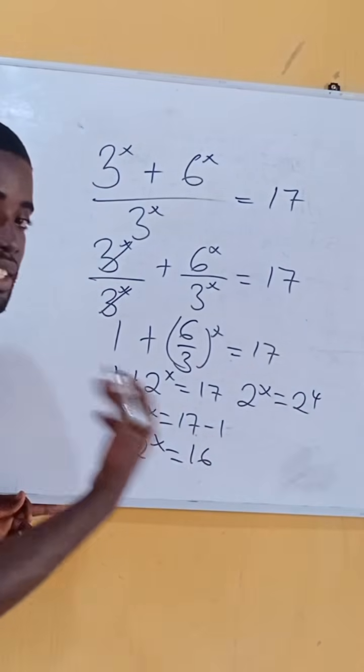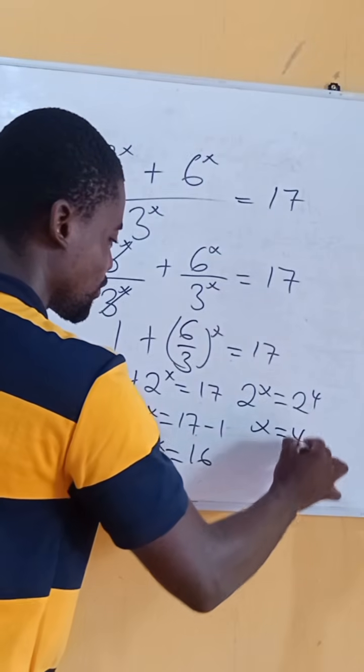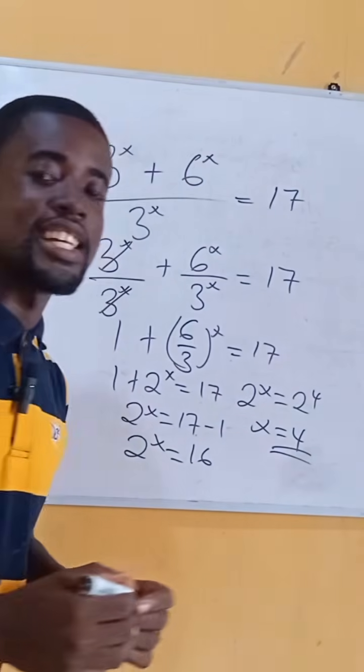The bases are equal. Just equate the exponents. So x is equal to 4. As simple as that.